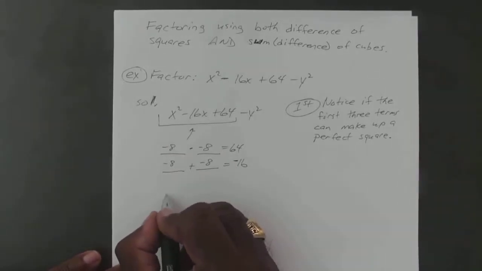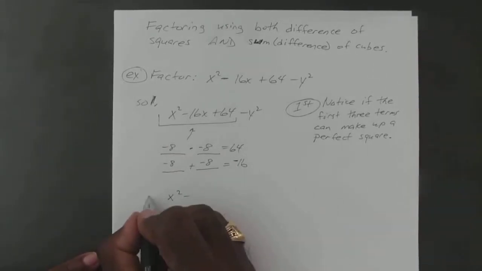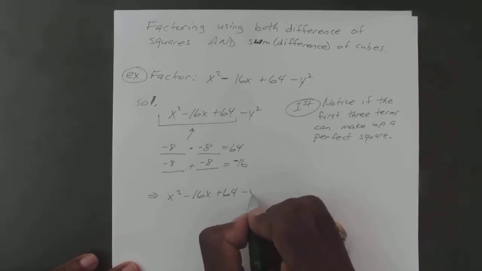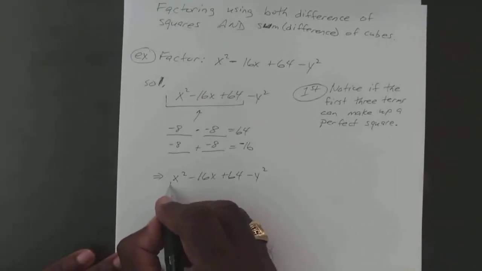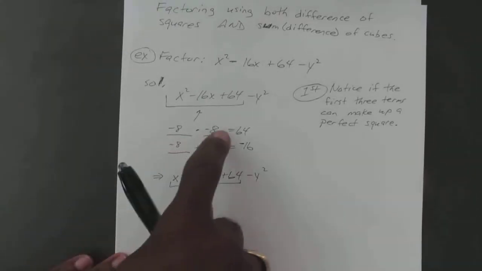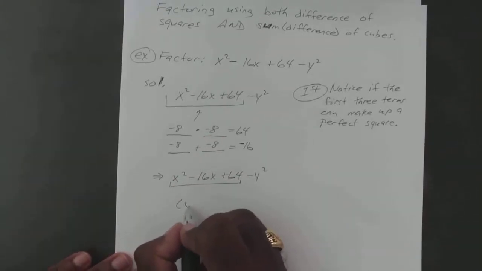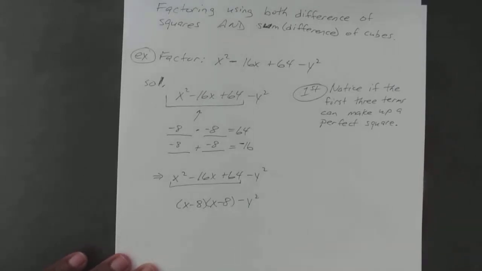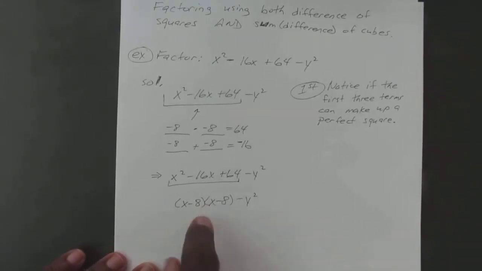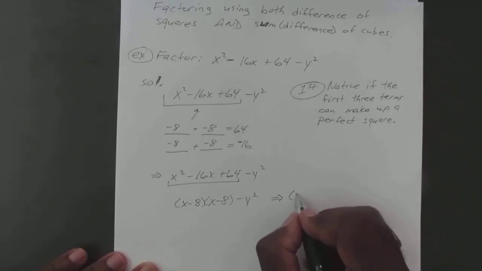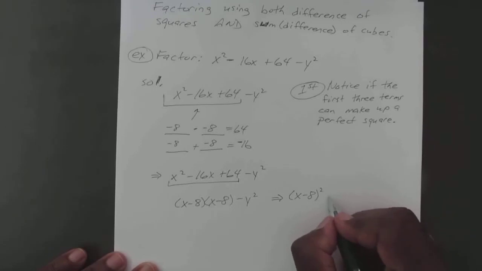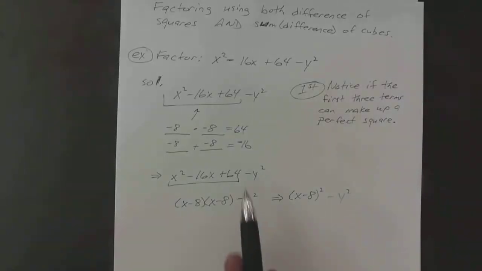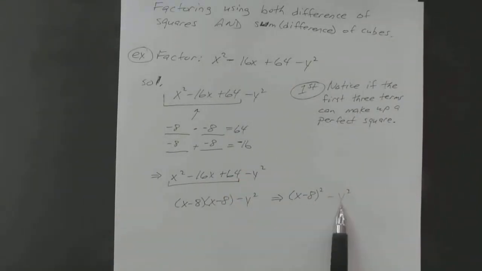So instead of x squared minus 16x plus 64 minus y squared, this will now become x minus 8 times x minus 8, minus y squared. And that can be rewritten as x minus 8 squared minus y squared. So you just turn this into a difference of squares.